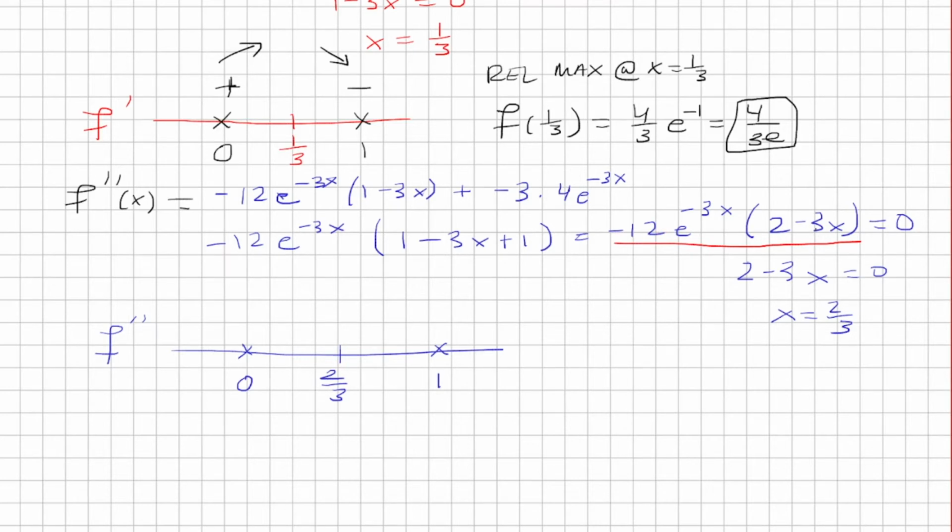So if I plug in 0 here, I get a positive number. So negative times a positive is negative. And if I plug in 1, I get a negative, and then this is also a negative. Negative times a negative is a positive. So when the second derivative is negative, this is concave down. And when it's positive, it's concave up. So there's going to be a point of inflection here at x equals 2/3.